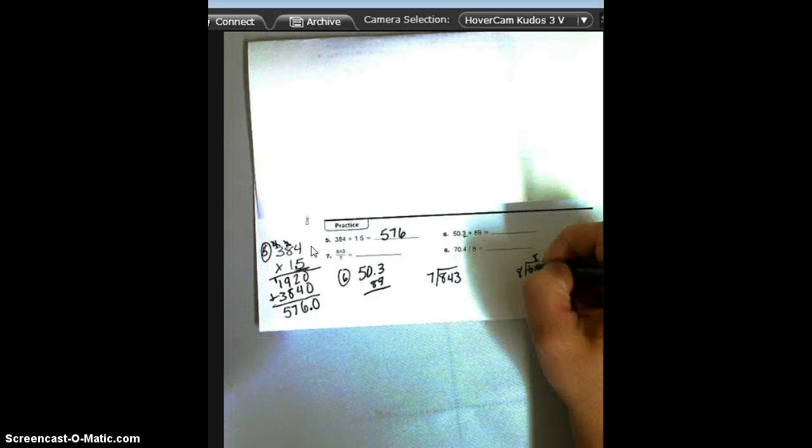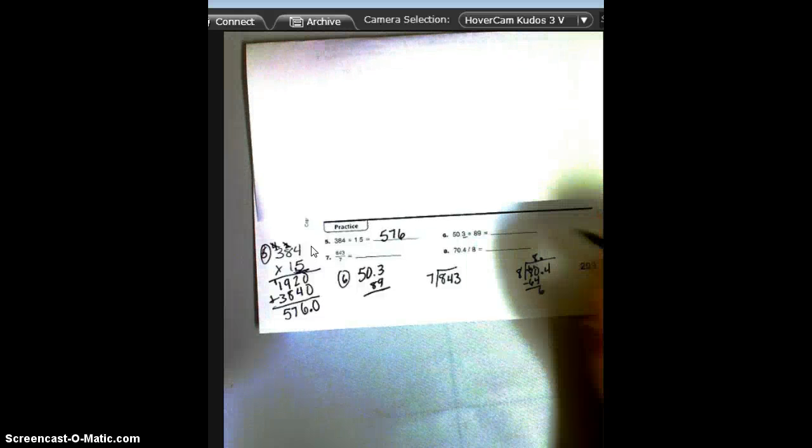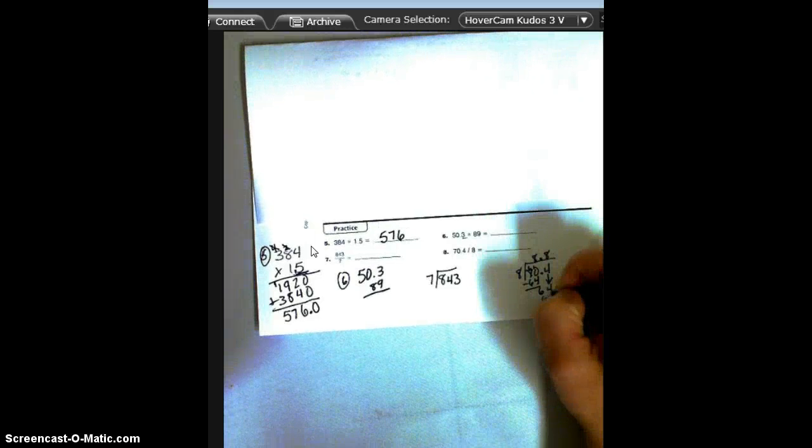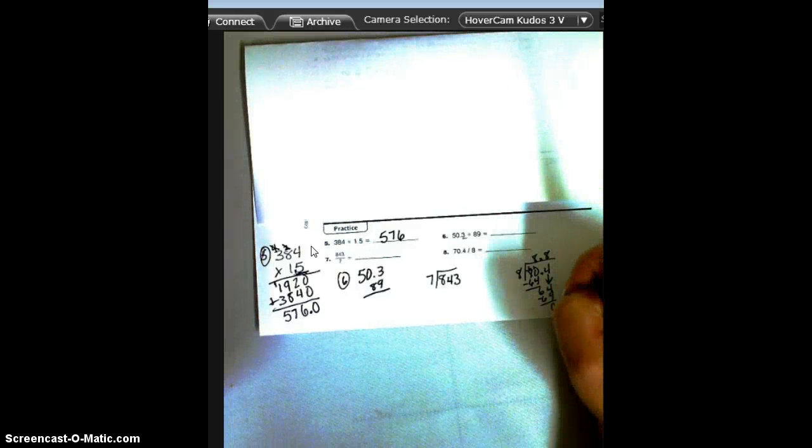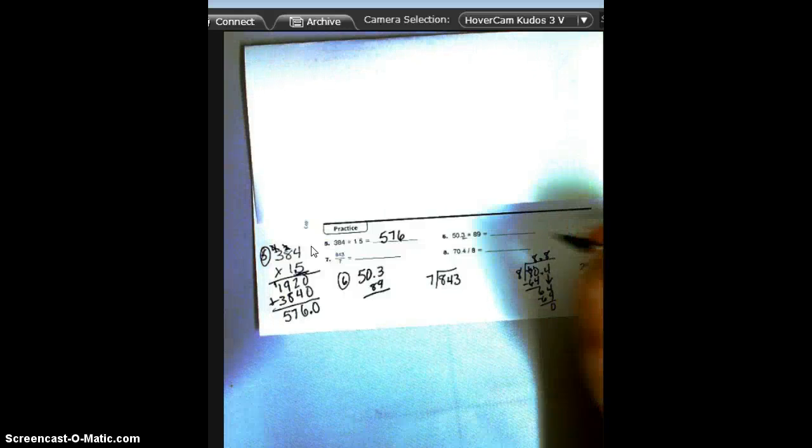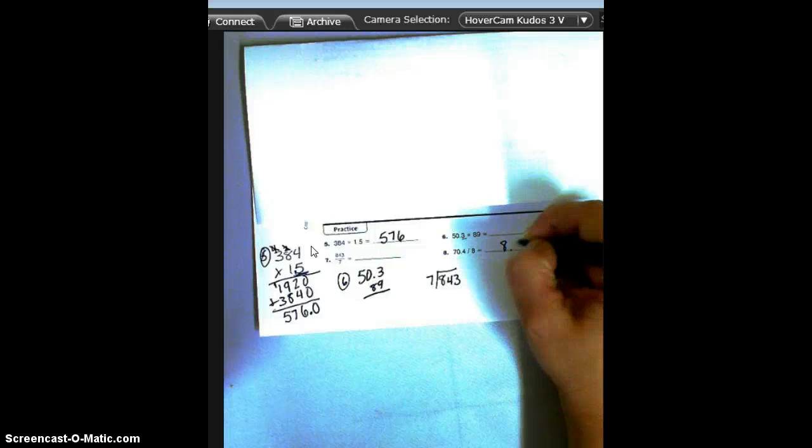Subtract, a remainder of 6. We're just going to carry this down as if there is no decimal. And now we've got 8 times 8 is 64, and we get 0. If we had another number right here, we could add another 0 and bring it down, but we're good right with that. So 8 and 8/10 for an answer on that one.